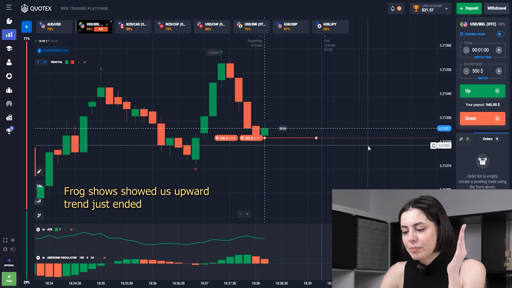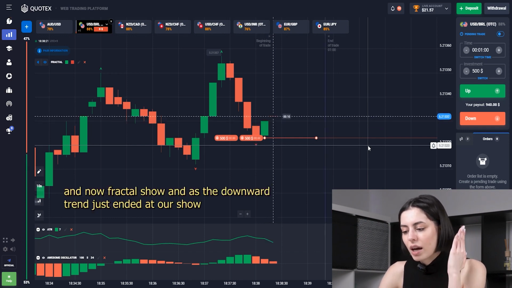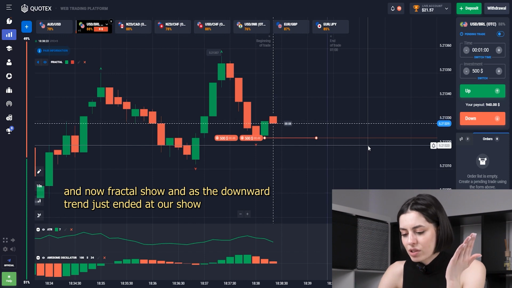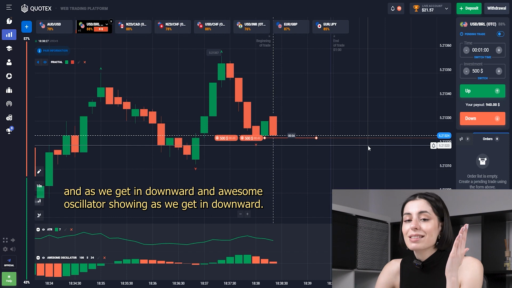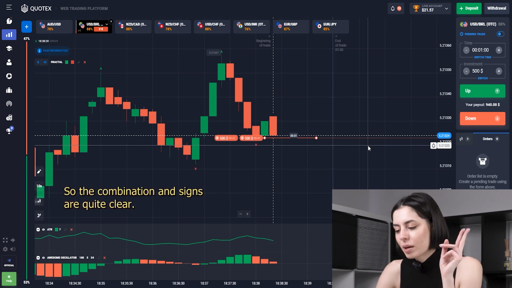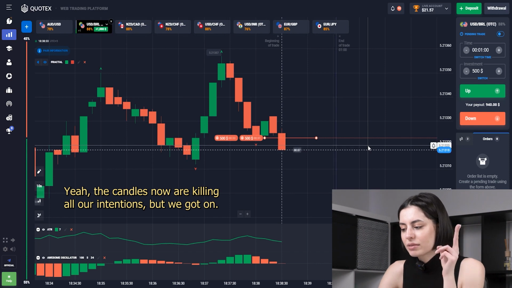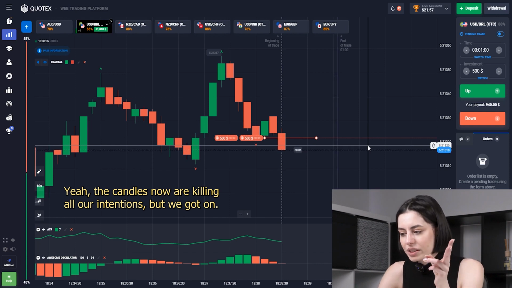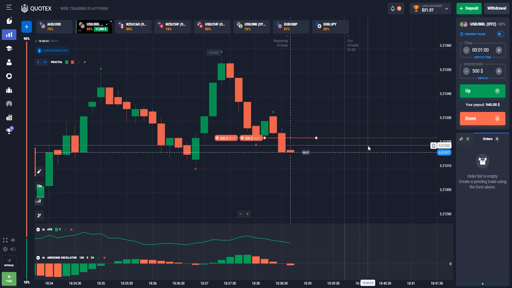So here we are. Fractal showed us the upward trend just ended, and now Fractal is showing us the downward trend just ended. ATR is showing us we're getting downward, and Awesome Oscillator is showing us we're getting downward. So the combination of signs is quite clear. Yep, the candles now are a little bit killing all our intentions, but we gotta just check it in the end.